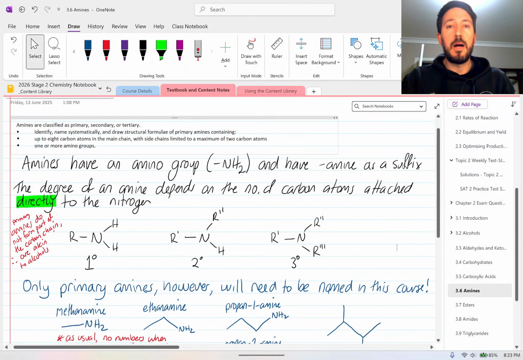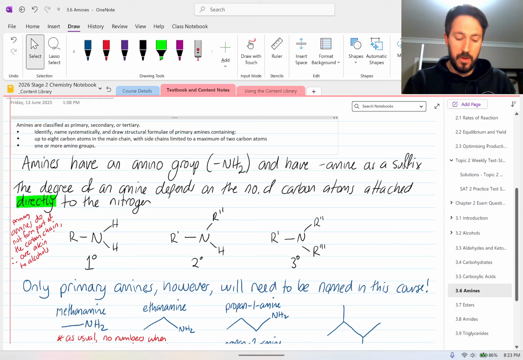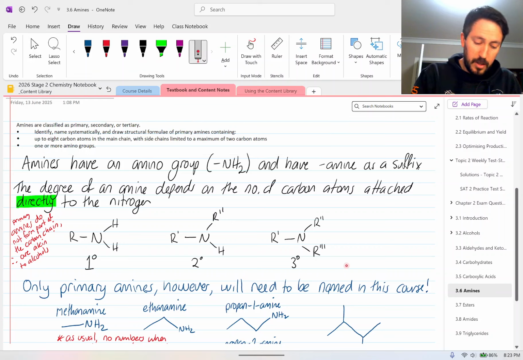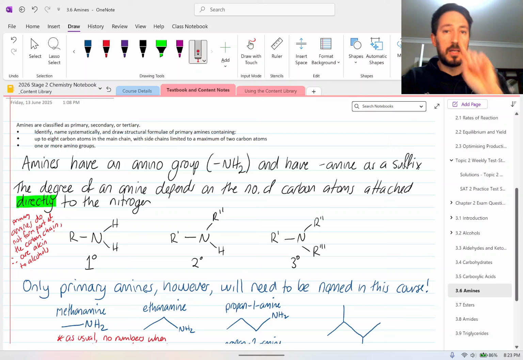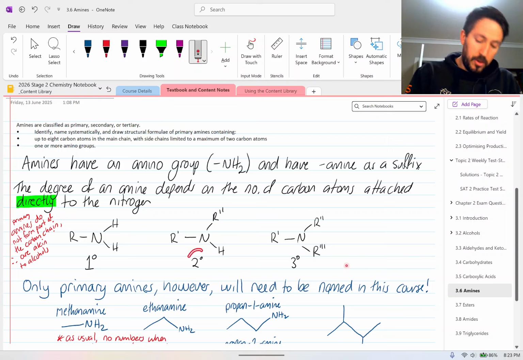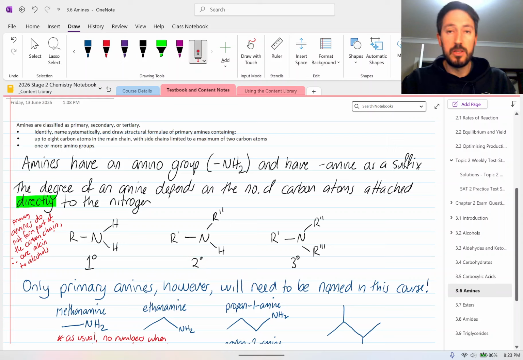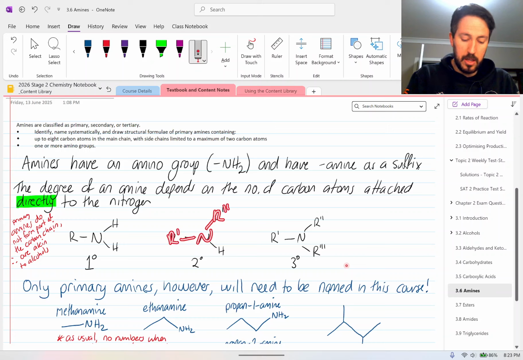Now, as I mentioned before, I mentioned the word primary. Primary amines are one of the three that we're going to be looking at. A primary amine has a nitrogen atom that is bonded directly only to one carbon. Hopefully it's obvious that the secondary amine is then attached to two carbons. So we have a nitrogen in the middle here attached to one carbon group and then another carbon group here. And then the last one, which is a tertiary amine, has our nitrogen here attached to three R groups.